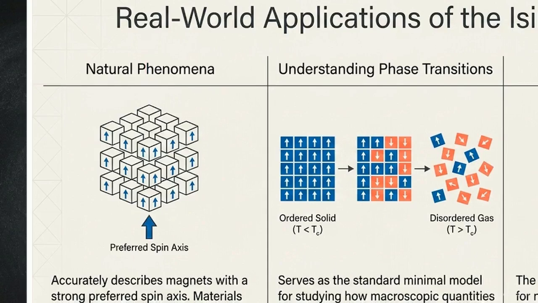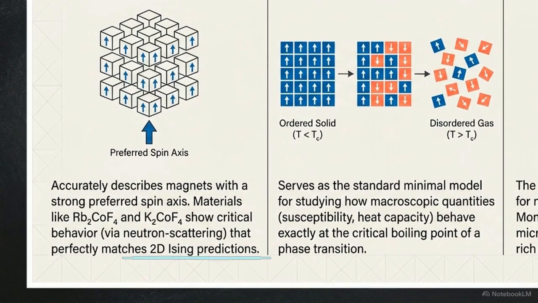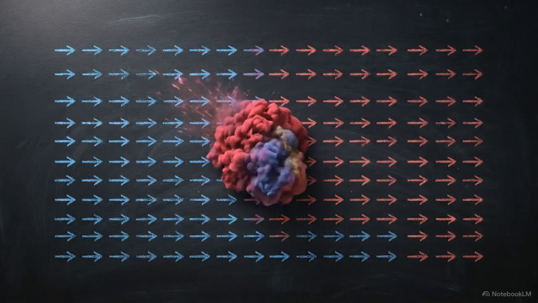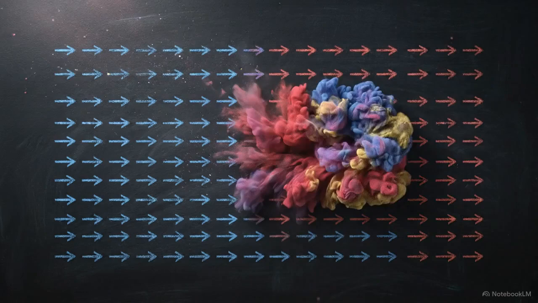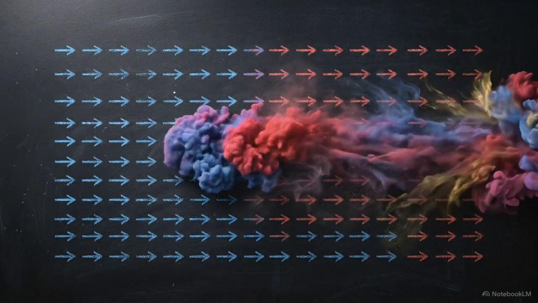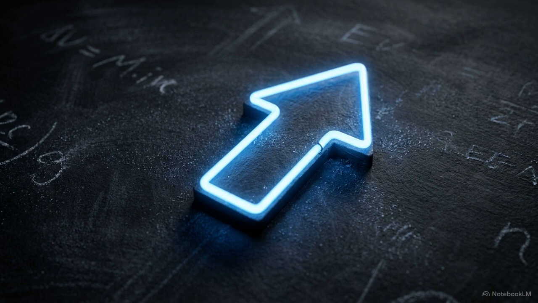When scientists run experiments on real anisotropic magnetic materials, the data perfectly matches the 2D Ising predictions. Layered fluids, binary alloys, and expanding gases all behave exactly like the Ising model near their critical boiling points, provided they share short-range interactions and binary symmetry. By stripping reality down to a lattice of arrows, the Ising model proves that the most complex, chaotic macroscopic phenomena in the universe are ultimately driven by the most beautifully simple microscopic rules.